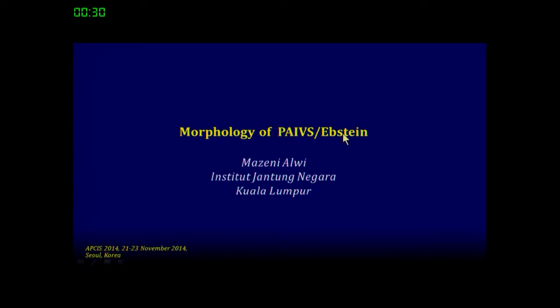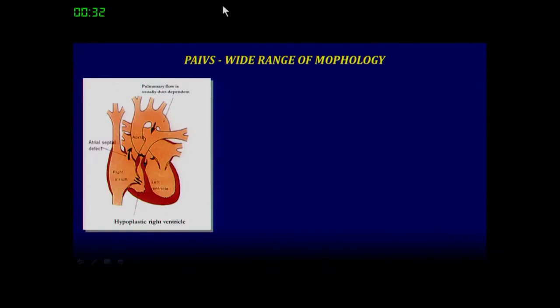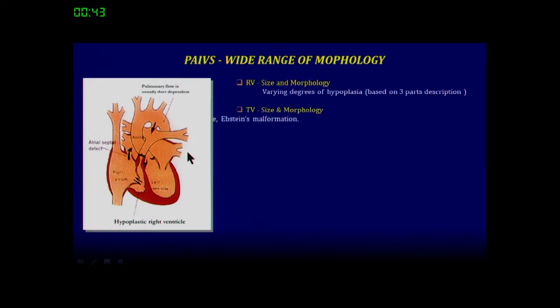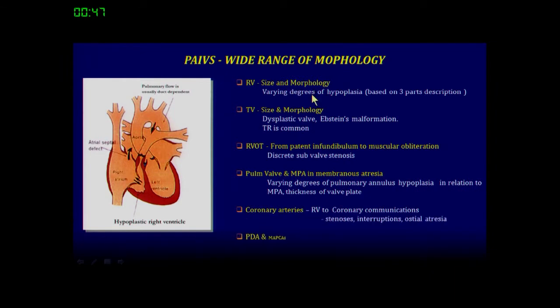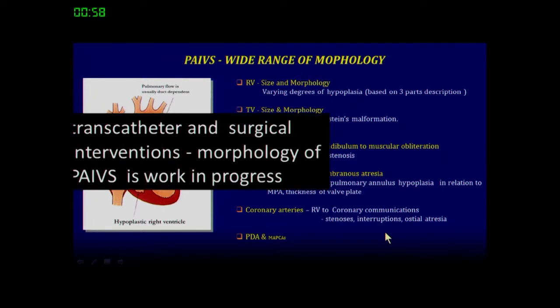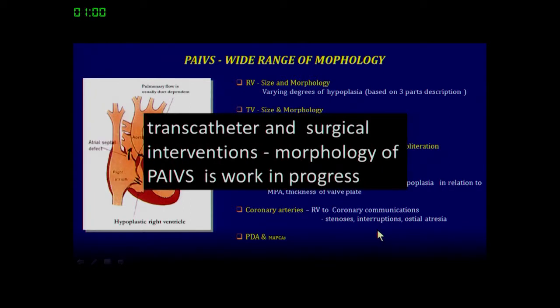I will be covering mainly PAIVS because of time factor, and maybe a bit of Ebstein's as relevant to PAIVS. What is a bit misleading about PAIVS is that it sounds simple, perhaps an extreme form of pulmonary stenosis. But it tends to be more complex than that, because we often see abnormalities of the RV morphology itself, the tricuspid valve, the RVOT or outflow tract, the pulmonary valve and the main pulmonary artery, and sometimes coronary artery abnormalities as well. I'll be covering these abnormalities as the talk progresses.